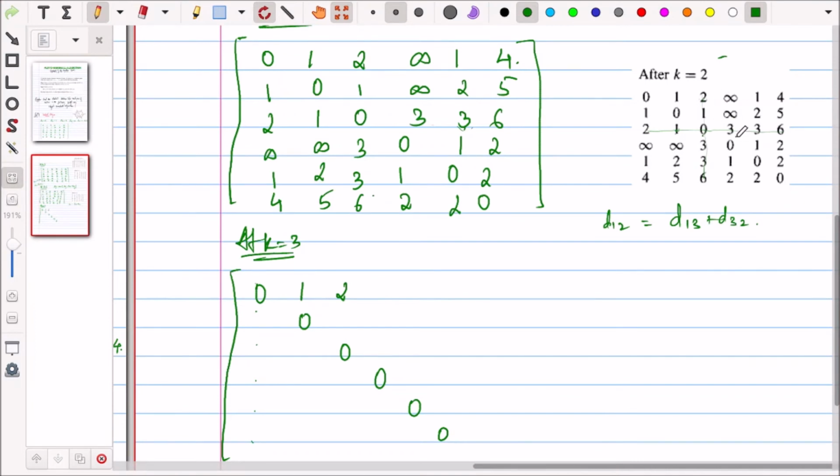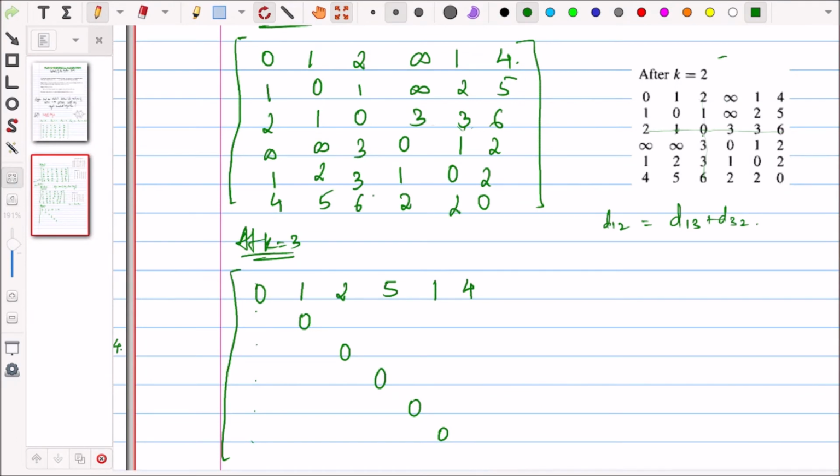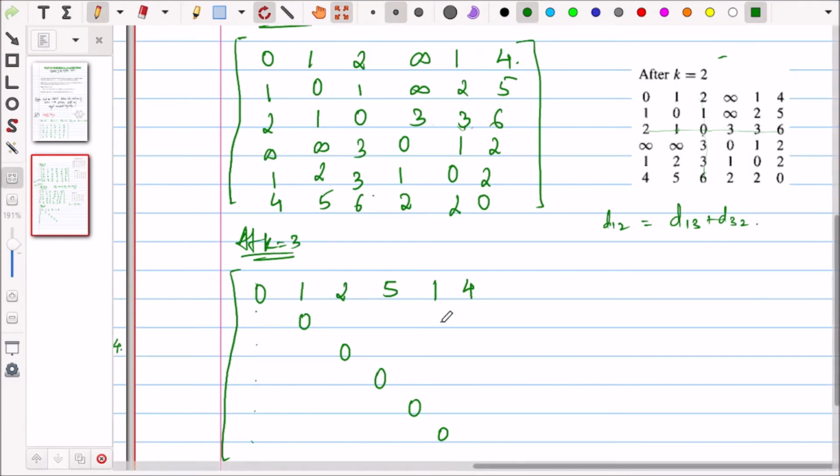Then we have to add 2 to 3. So you will get 5. और यहाँ पे infinity है. So minimum will be 5. Then 2 plus 3 5. यहाँ पे 1. So it will be 1. Then 2 plus 6 8. And here it is 4. Right? Is it fine? Yes, sir. अब हमें ये ऐड करना है.